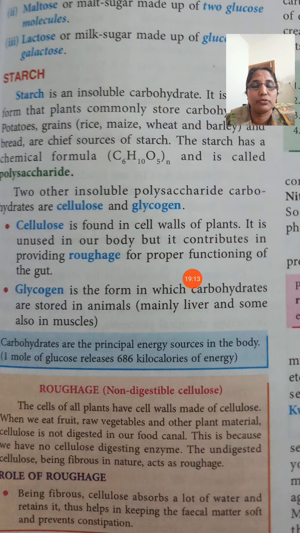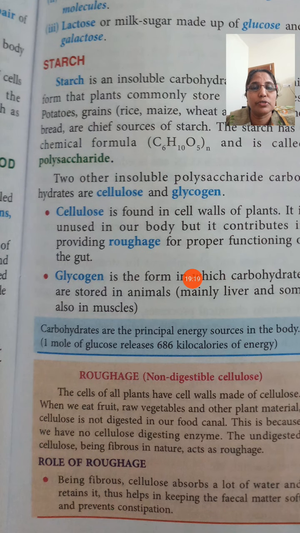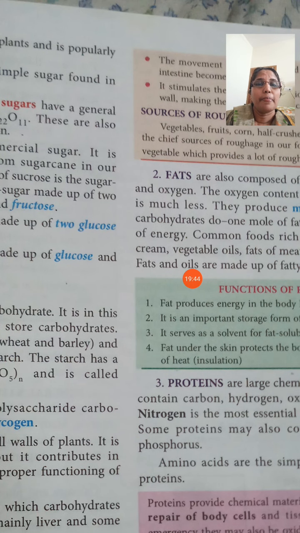That is the calorie. So carbohydrate, 1 mole of glucose, that is a particular amount of glucose, an amount that is equivalent to 1 mole. You can learn it in chemistry. 1 mole of glucose, that much glucose releases 686 kilocalories of energy. Then again the another kind of nutrient is the fat.